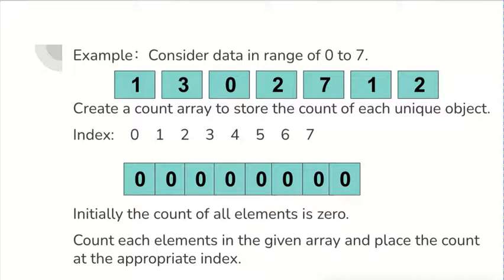Let's consider data in the range of 0 to 7. We have an array which is 1, 3, 0, 2, 7, 1, 2. Right now, we can create a count array to store the count of each unique object. Our index will go from 0 to 7, as our range is from 0 to 7. But initially, the counts will be all 0 because we haven't started to count. After we count, we can add the number into this array. Count each element in the given array and place the count at the appropriate index.